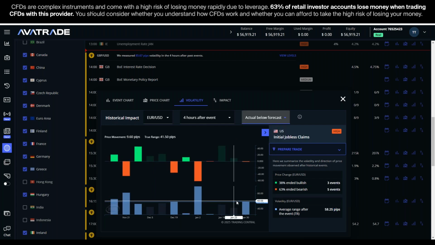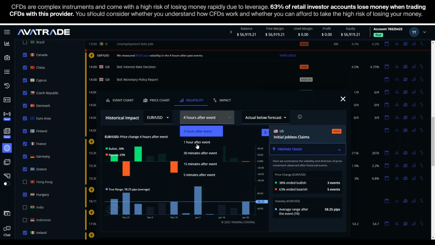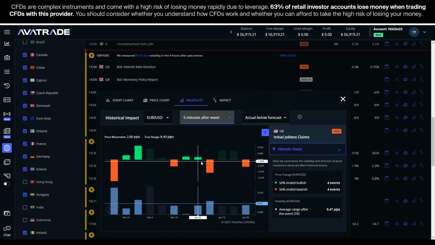And what if this comes in below forecast? Look at the opposite trend. 2/3 of the time, the movement went down. Okay, average range movement, 58 pips. And in the first 5 minutes, maybe it's moving 9 pips. Average range movement, it says.